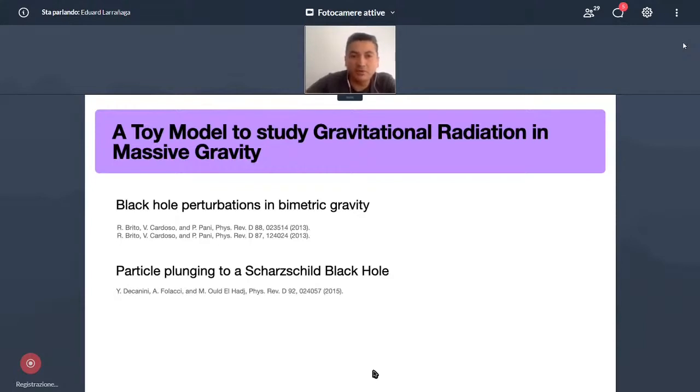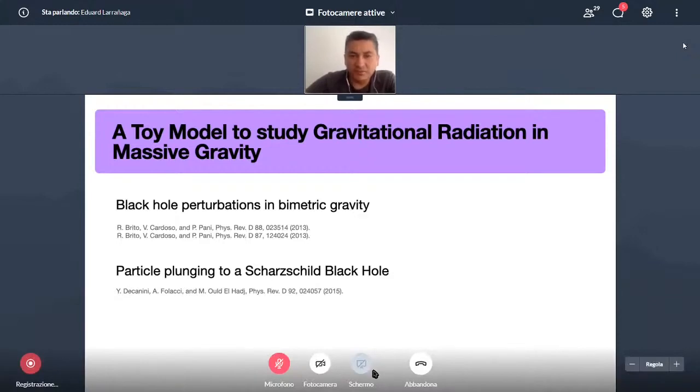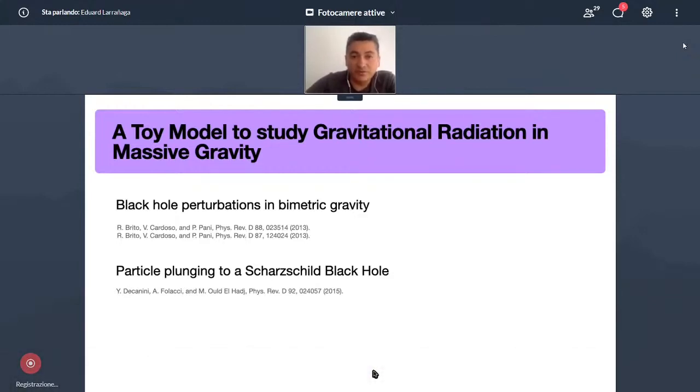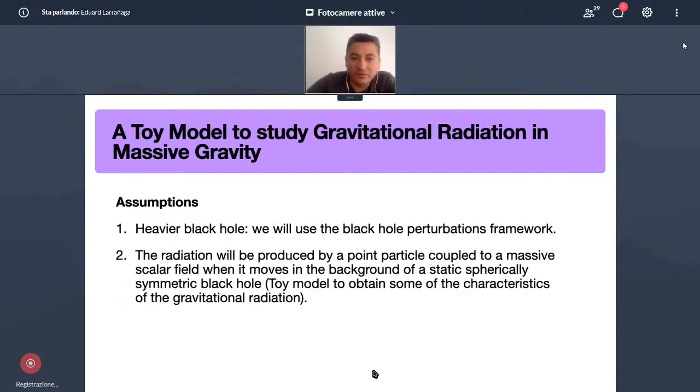to describe the gravitational radiation produced by a point particle plunging from slightly below the innermost stable circular orbit into a general static spherically symmetric black hole from the massive gravity theory. Since a general treatment is extremely complicated, and to prevent some of the difficulties shown in the work of Brito, we will make some assumptions to simplify the problem. First, we will consider that the black hole is much heavier than the particle, so the description will be done using the framework of black hole perturbations. The second and most important assumption will be that the massive spin 2 perturbation of massive gravity will be replaced by a toy model in which the point particle is linearly coupled to a massive scalar field.